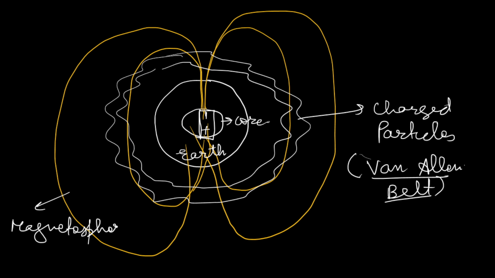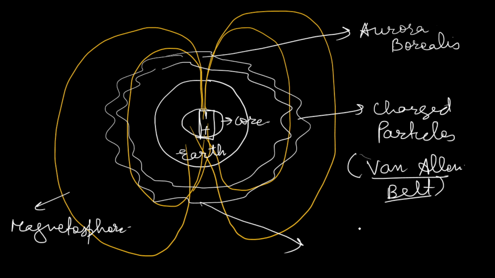One more important thing is that in the magnetosphere only, due to these charged particles, you will find the formation of auroras. At the upper parts, towards the Arctic regions, you will find aurora borealis, and in the Antarctic regions, that is the southern part of the earth, you will find aurora australis. From boreal conditions comes borealis, and from Australia comes australis. So remember the names. So this was about the magnetosphere.